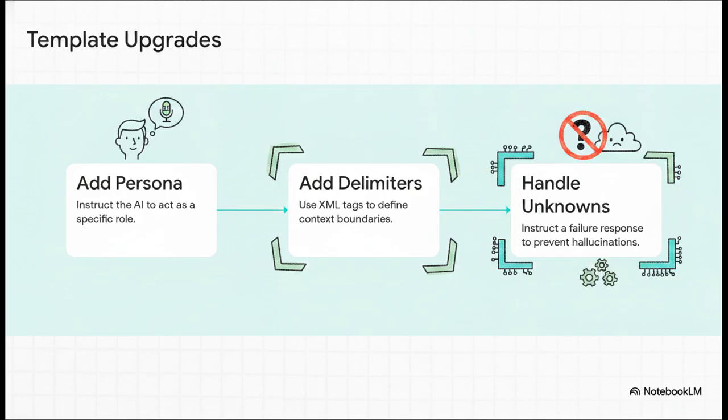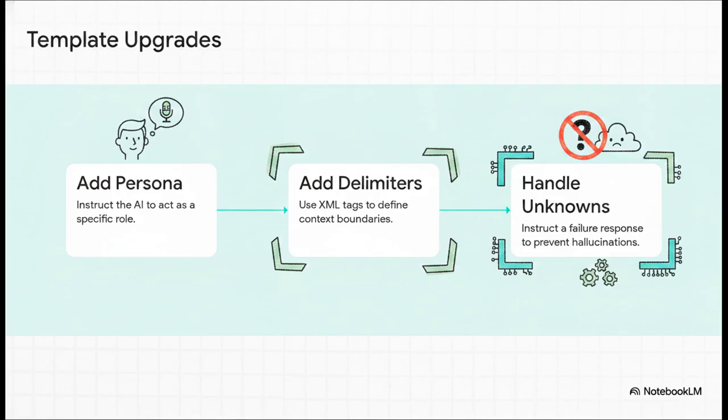Second, you've got to use delimiters. When you pass dynamic data into a template, the model needs to know exactly where your instructions end and the raw user data begins. By wrapping that user data in XML-style tags, like an opening and closing article tag, you create clear boundaries. This helps the model parse the information correctly, and honestly, it's a crucial defense against prompt injection attacks, where a user might try to sneak in malicious instructions disguised as data.